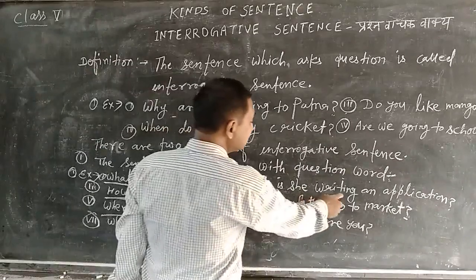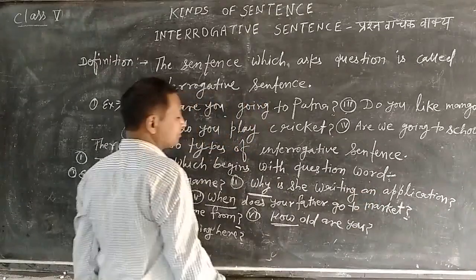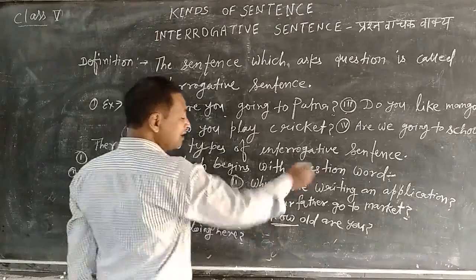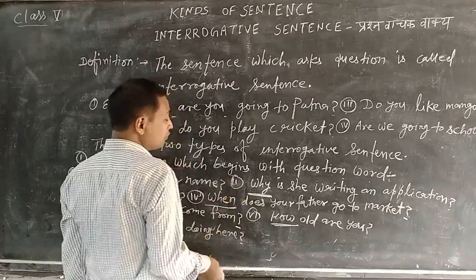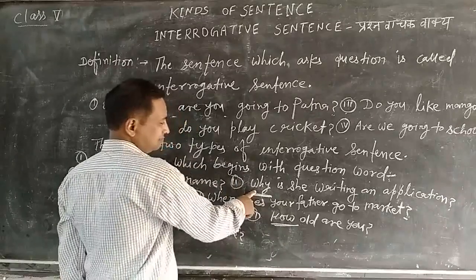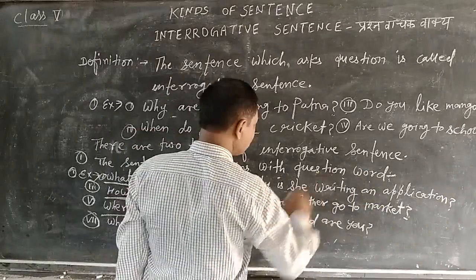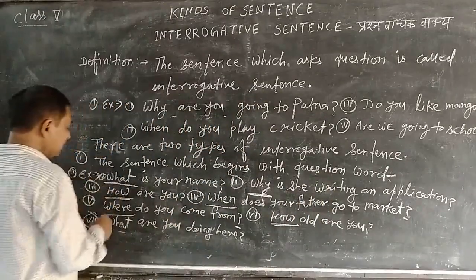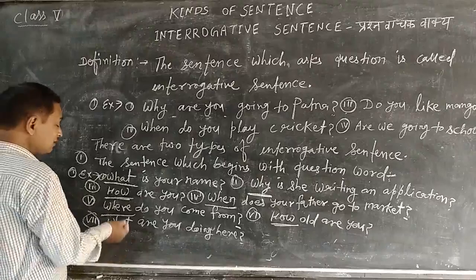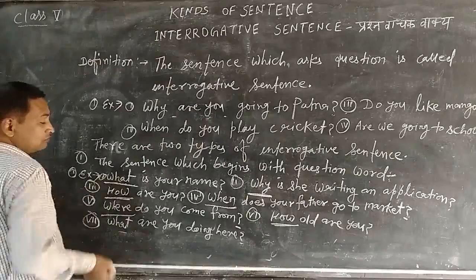Why is she writing an application? This sentence also begins with question word why and ends with question mark. How are you? It also begins with question word how.